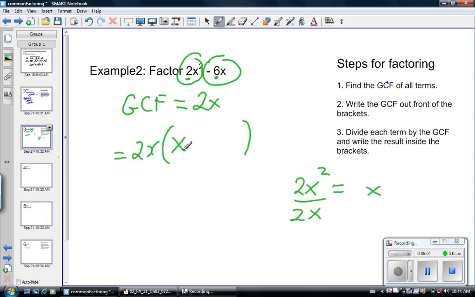So that leaves us with x in this spot, and then we'll do minus 6x divided by 2x. Minus 6 divided by 2 is minus 3, and x divided by x is just 1. So that's going to be minus 3. And again, you can do your check to expand that. 2x times x is 2x squared, and then 2x times minus 3 is minus 6x. Okay, so that's going to check out.